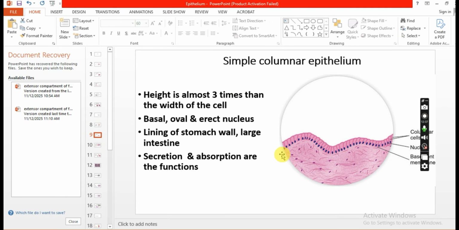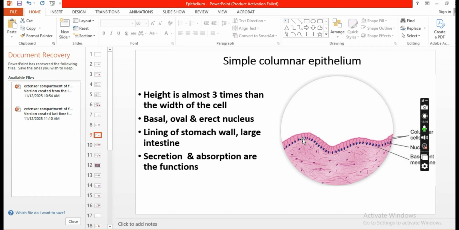Simple columnar epithelium. Here you can see the individual cells are tall and column-like. The width of the cell is much less than the height. The height will be around 3 times the width. The nuclei are basal, erect and oval. Basal, erect and oval. Under the light microscope, on low power, you won't be able to see the cell membrane.